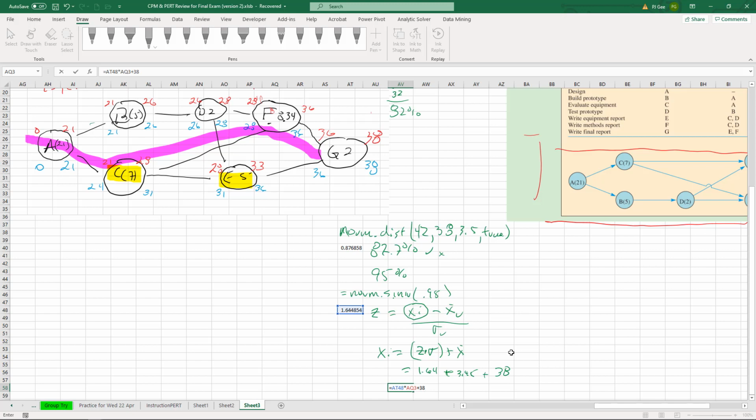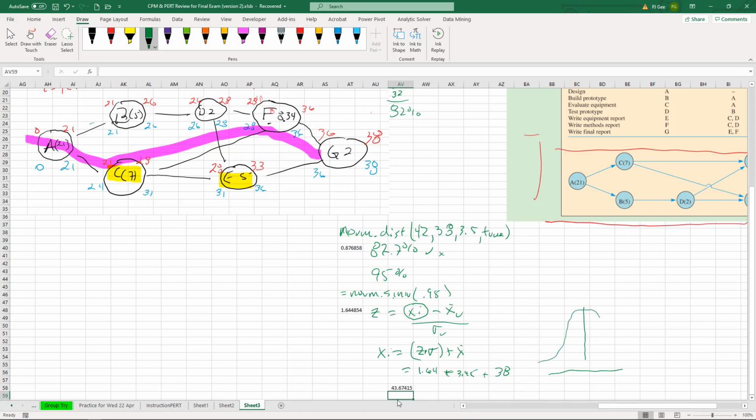So wait for it. Drum roll, please. The number of days associated with 95% is equal to 43. It's only 0.67 of a day more. So we were pretty close. What does that say? It says we're on a part of the curve that's fairly steep.